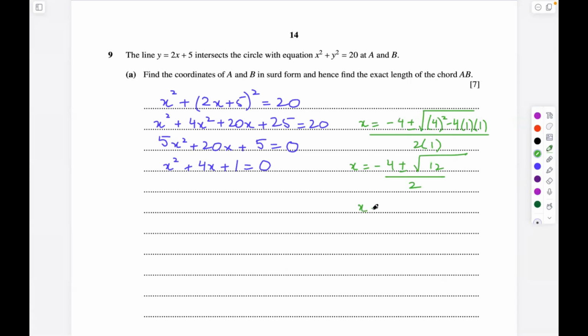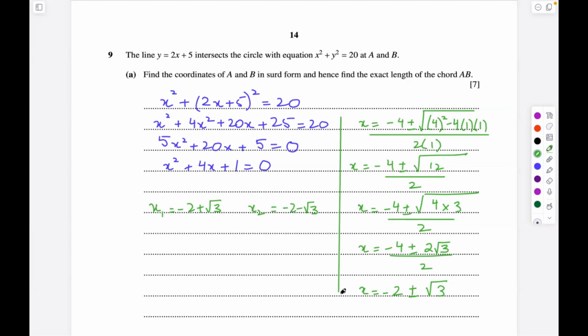So x = (−4 ± √(4 × 3)) / 2. As the square root of 4 is 2, x = (−4 ± 2√3) / 2. We can simplify it further: −4 divided by 2 is −2, and the 2s cancel, so x = −2 ± √3. So the two values of x are x1 = −2 + √3, and the second value of x is −2 − √3.